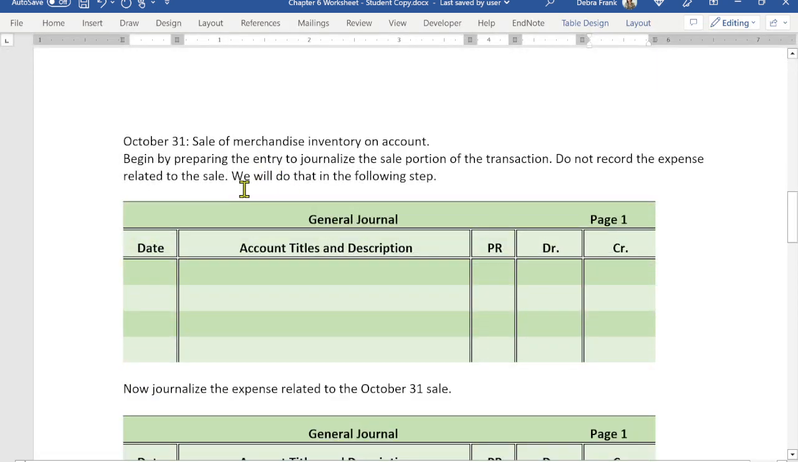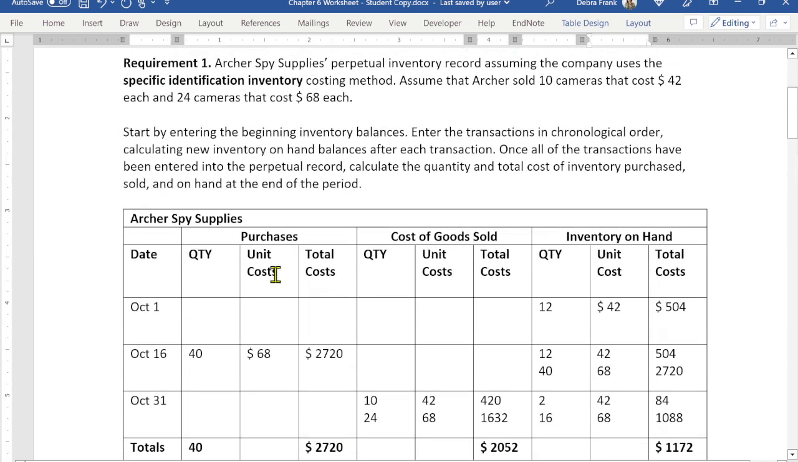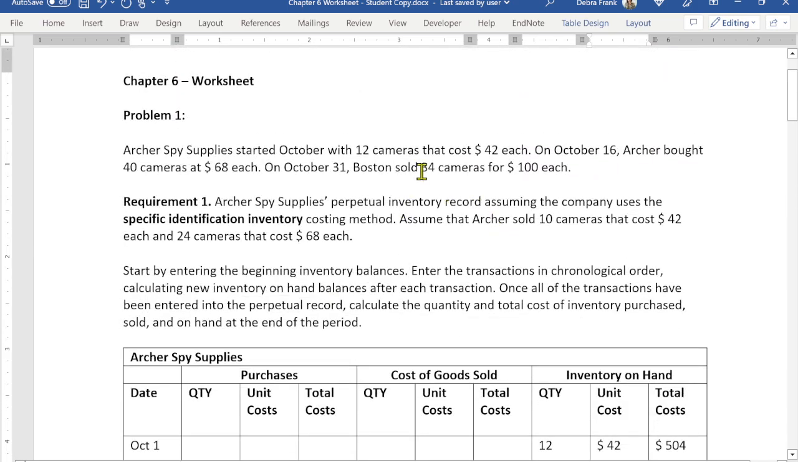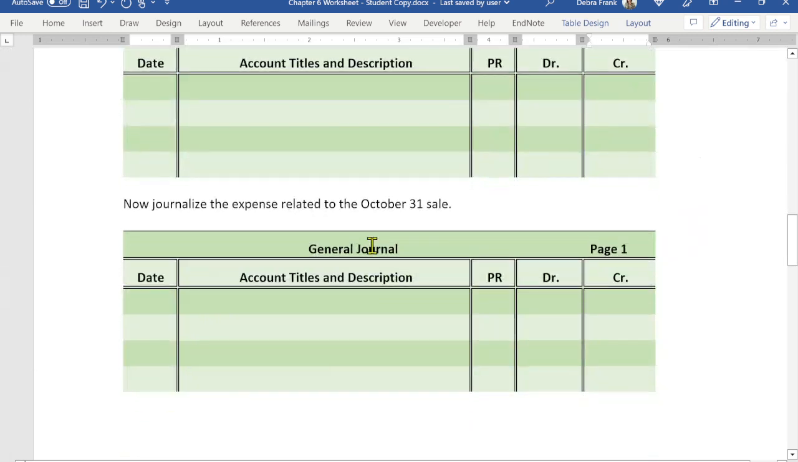Perfect. And then we have the October 31st sale. They say, begin by preparing the entry to journalize the sale portion of the transaction. Do not record the expense related to the sale. We'll do that in the next step. This next journal entry will be recording the cost of goods sold, the expense. So let's just record the sale. How much do we sell them for? That was 34 cameras for $100 each. So 34 times 100 is 3,400, the sales price.